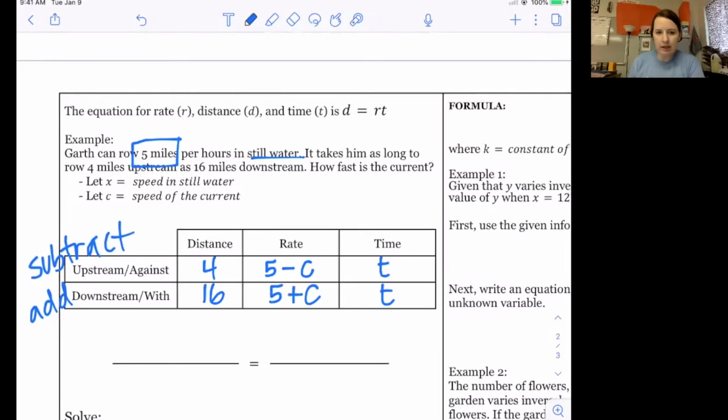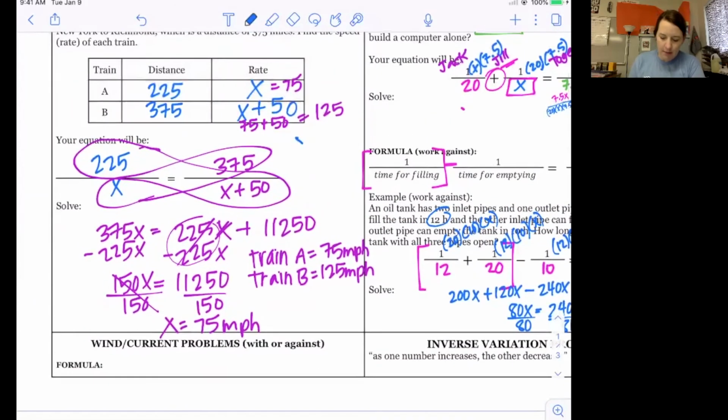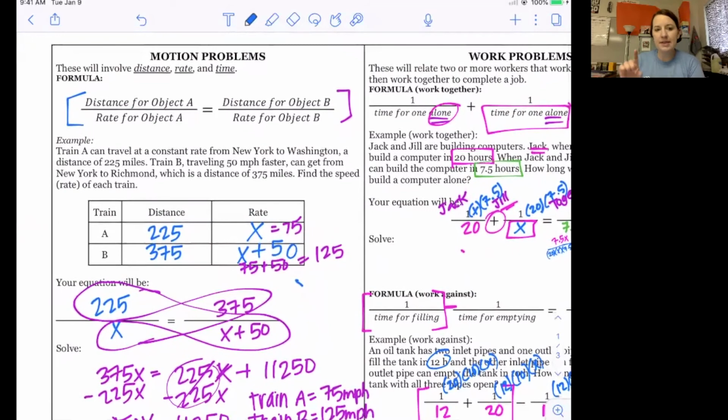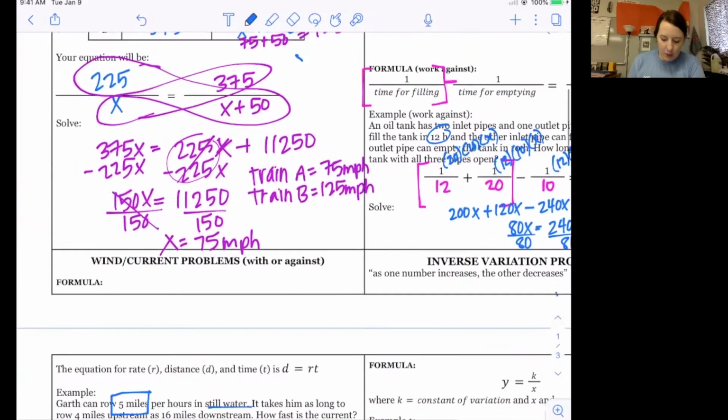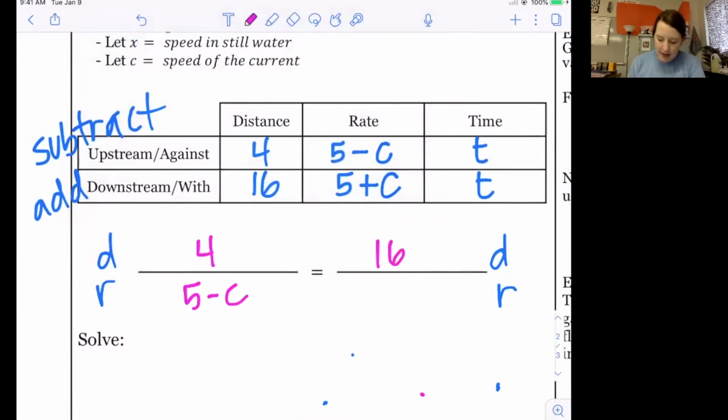So our proportion is going to be set up the same as it was for our train up here, because we're still working with distance, rate, and time. So we want distance over rate equals distance over rate. So distance, rate, distance, rate. So looking at my table, upstream, I can swim 4 miles at a rate of 5 minus C. Downstream, I can swim 16 miles at a rate of 5 plus C.